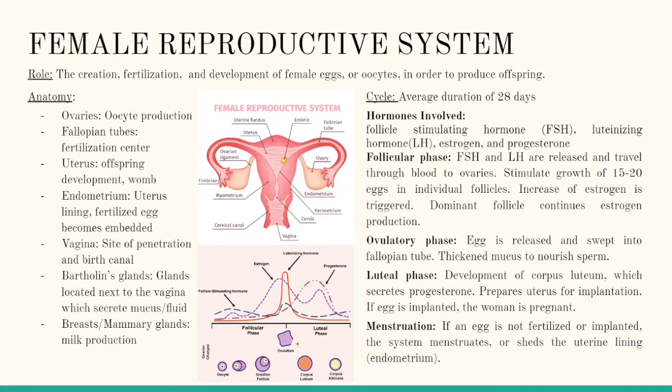The next phase in the cycle is the luteal phase. In this phase, the development of the corpus luteum takes place, and this is where the progesterone is secreted. And in this phase, the uterus is prepared for implantation. If an egg does become implanted, the woman becomes pregnant. Lastly, you have menstruation, and this only occurs if an egg is not fertilized or implanted. The system will menstruate, or shed its uterine lining, called the endometrium.